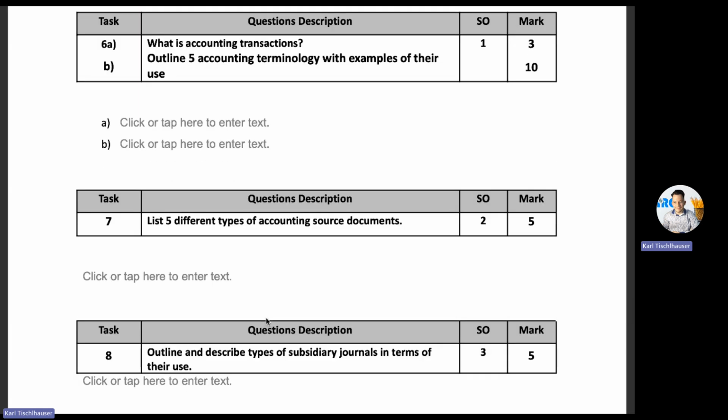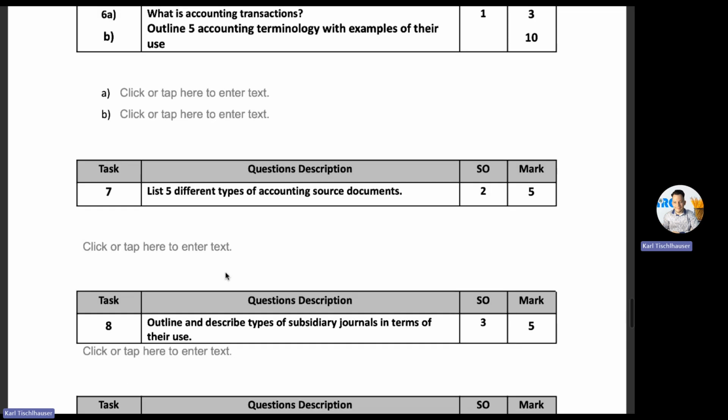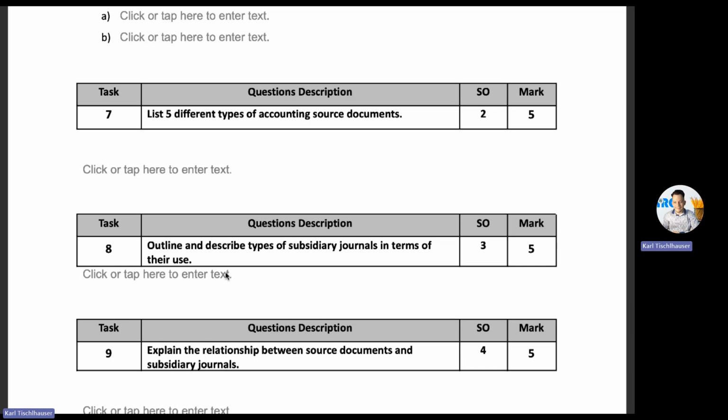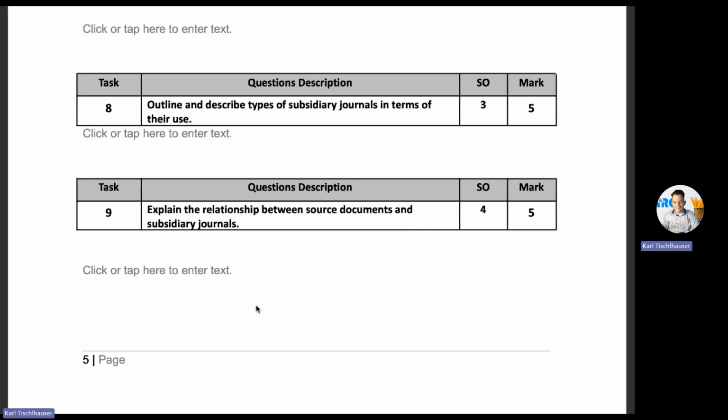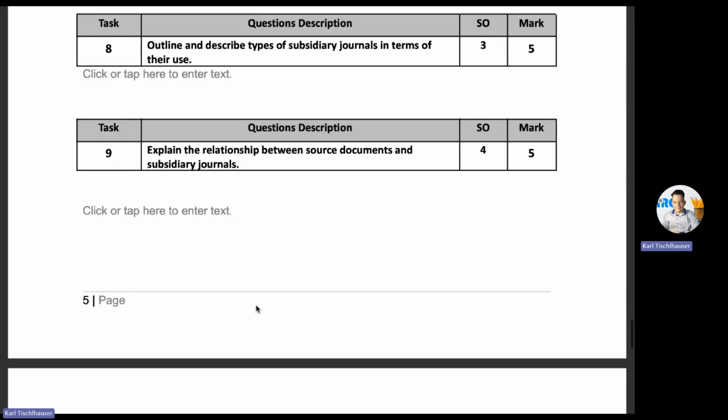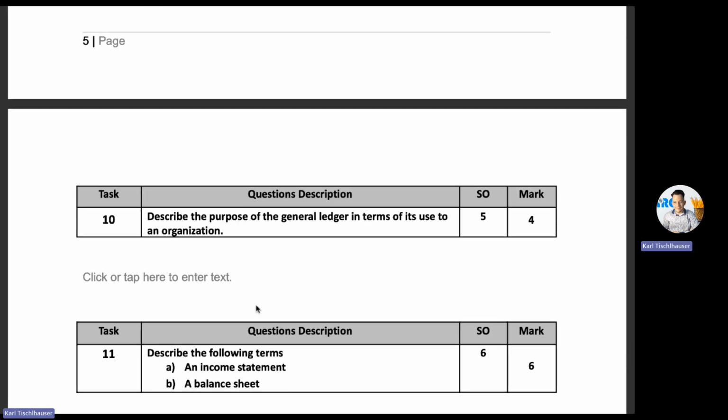Number 7 says, list 5 different types of accounting source documents. That is directly taken from the formative. Number 8 says, outline and describe types of subsidiary journals in terms of their use. We have many different types of subsidiary journals. You'll see that in the workplace project. So just give us the different types and tell us what they're used for. Number 9 says explain the relationship between source documents and subsidiary journals. Number 10 says describe the purpose of the general ledger in terms of its use in an organization.